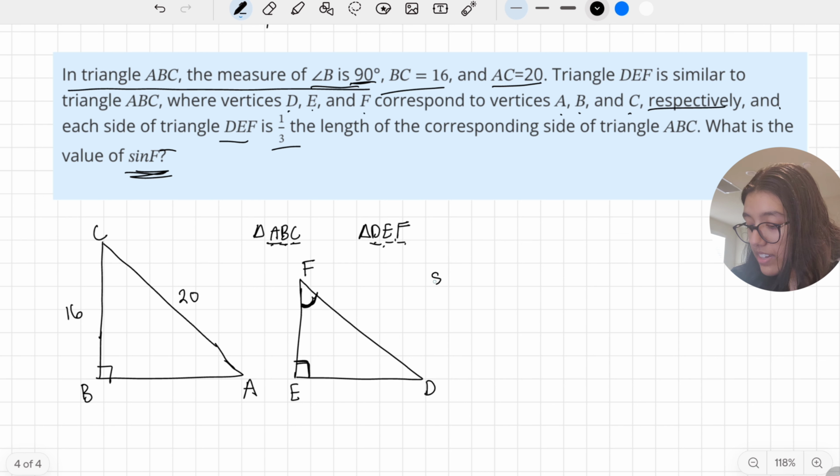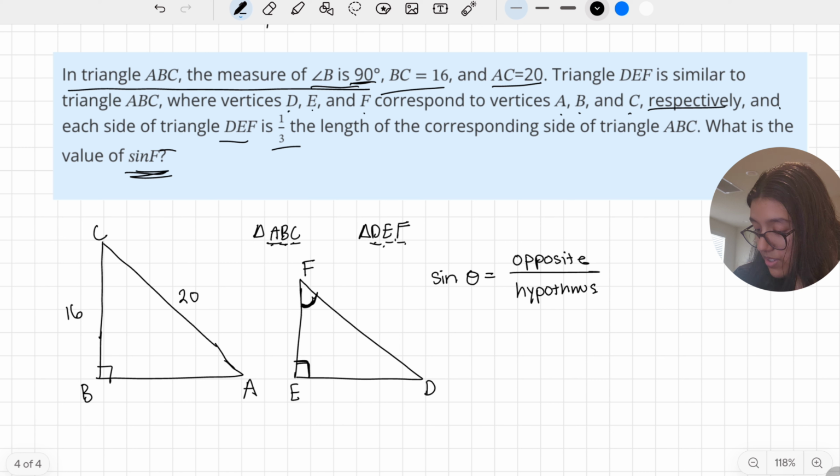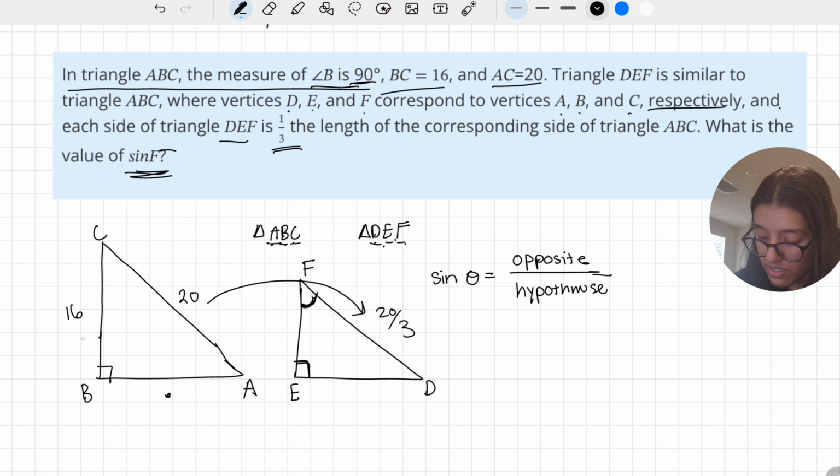We know sine of anything is opposite over hypotenuse. Now we don't know the opposite and we don't know the hypotenuse, but let's see if we can find it out. This corresponds to this, so we can write 20 over 3. So what we could do is apply the Pythagorean theorem.